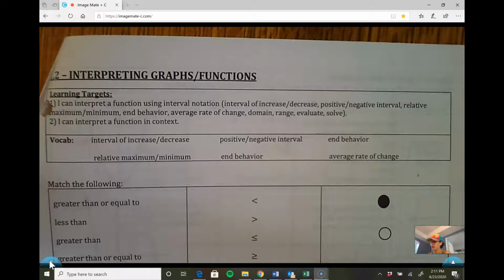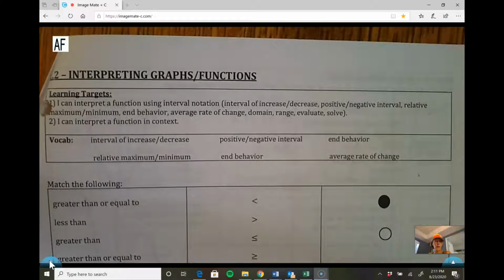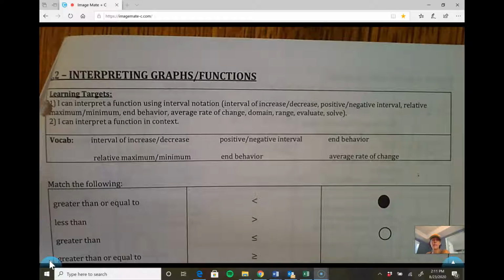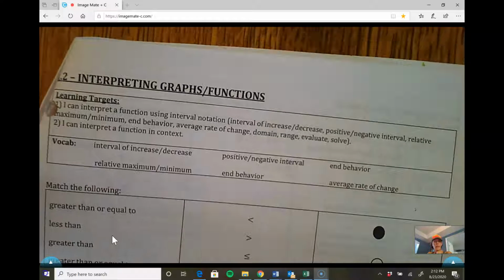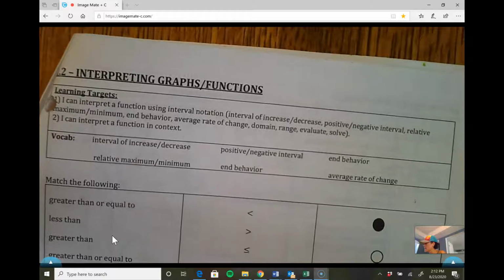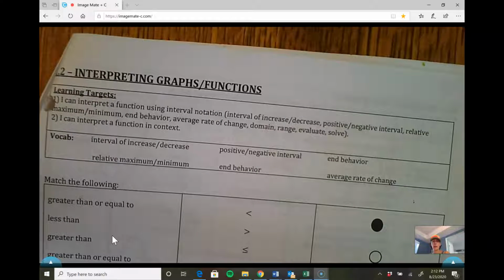Alright, we are moving on to 1.2 in our notes, and we are going to be using this section all throughout Algebra 2. So here we go. What we're going to be doing is interpreting graphs, describing graphs mathematically and also verbally. You had a little bit of this in Algebra 1, but not as much as we're about to hit in Algebra 2.